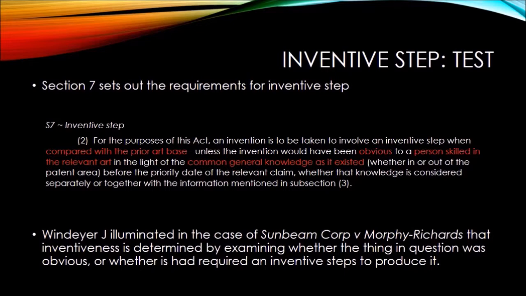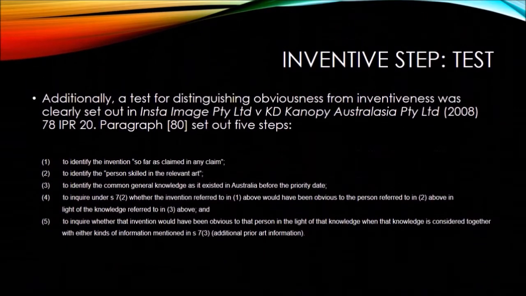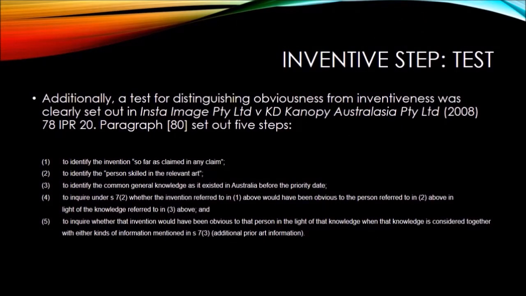A test for distinguishing whether something is obvious to a person skilled in the relevant art was clearly set out in Insta-Image and KD Canopy Australasia, whereby in paragraph 80 it set out 5 steps. Step 1 was to identify the invention, so far as claimed in any claim. Step 2 was to identify the person skilled in the relevant art. Step 3 was to identify the common general knowledge as it existed in Australia before the priority date.